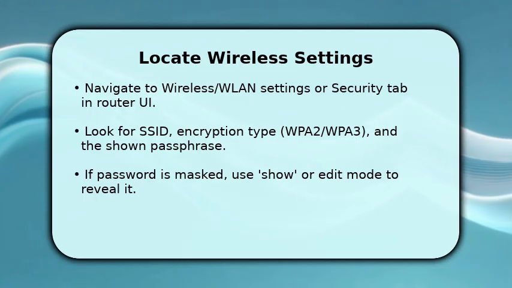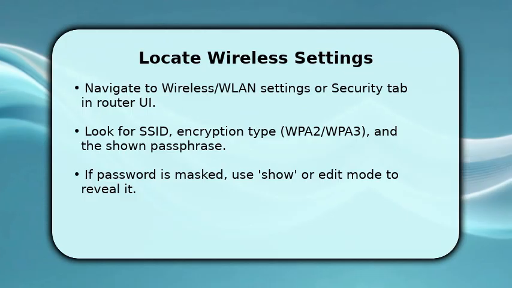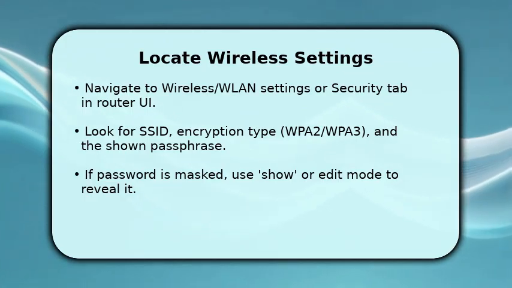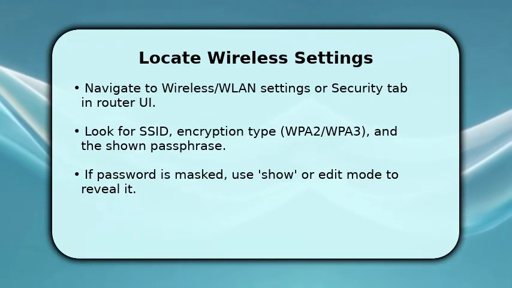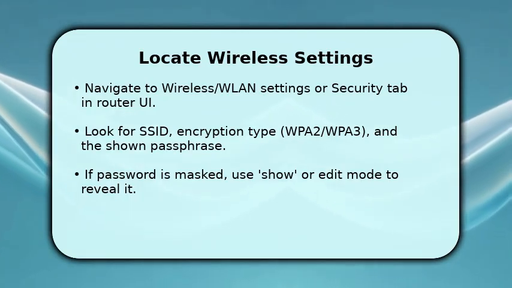If the UI shows only dots, switch to the device's advanced or security subsection. Many routers separate the visible passphrase from other Wi-Fi settings. Keep reading the labels. Encryption type tells you if it's modern and secure.